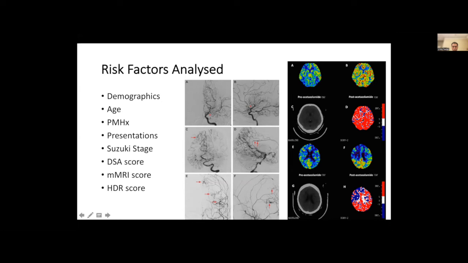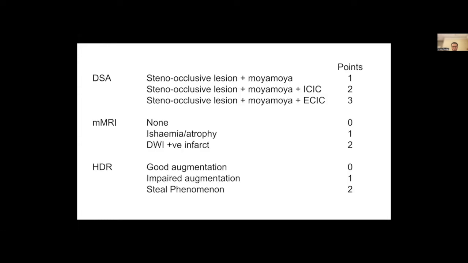So there is also a third possibility whereby even though the patients do not have steal phenomenon, they do not augment. So that is what we call impaired cerebrovascular reserve. So this is the modification that we've made. Angiographic score is still the same as the Berlin one. With the MRI score, we added a DWI positive infarction, and with the hemodynamic reserve, we included impaired augmentation.